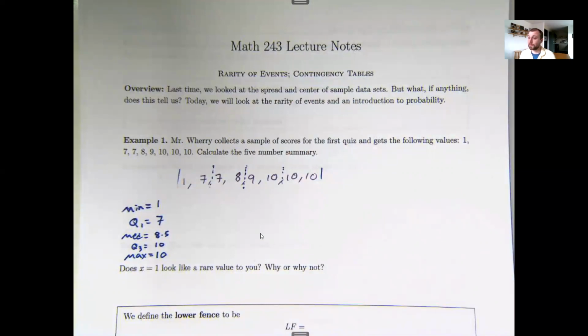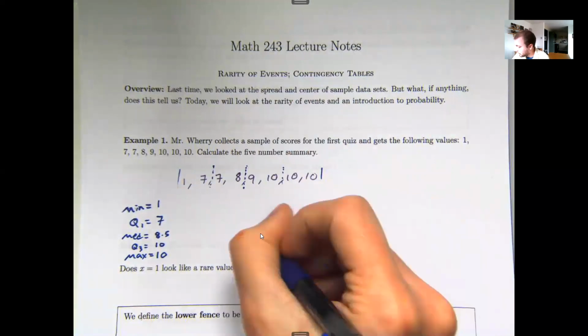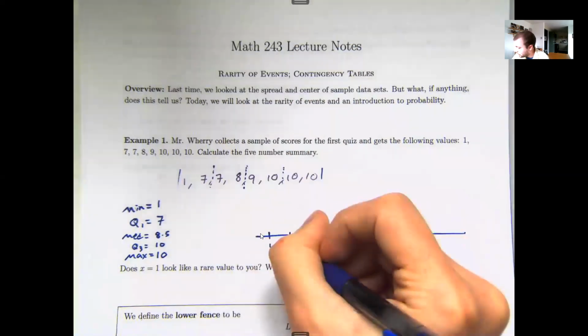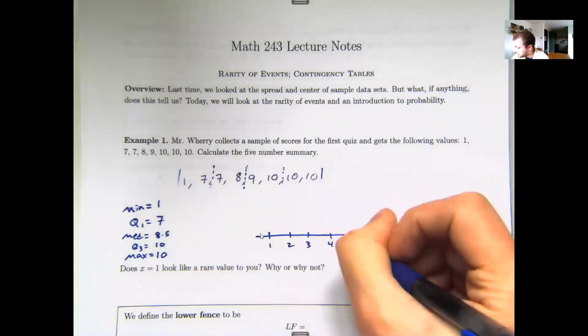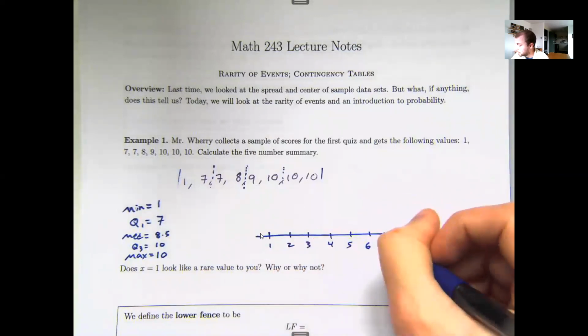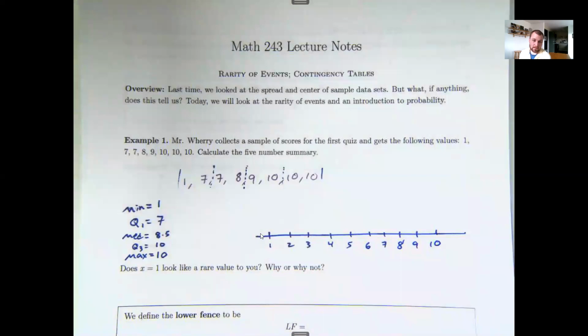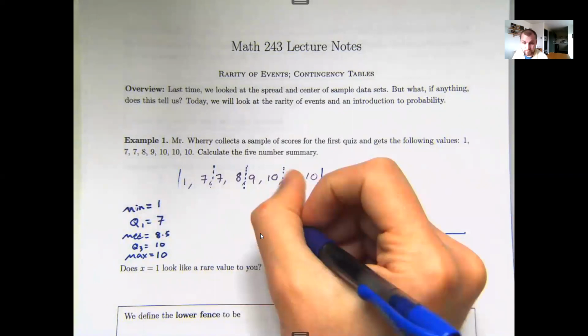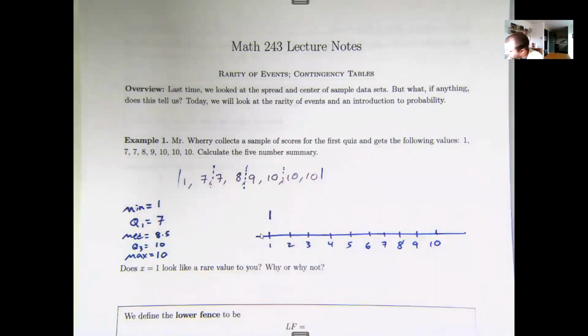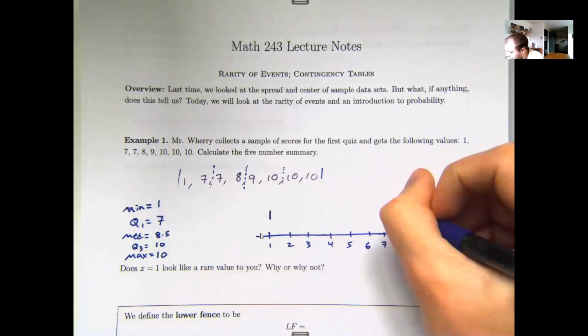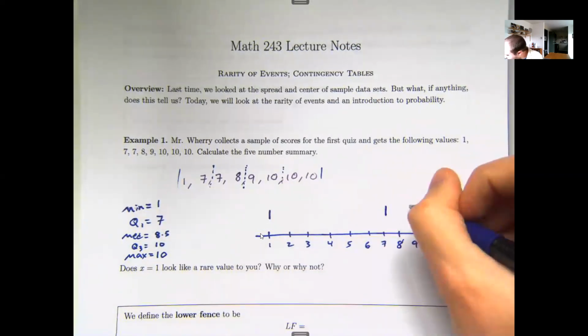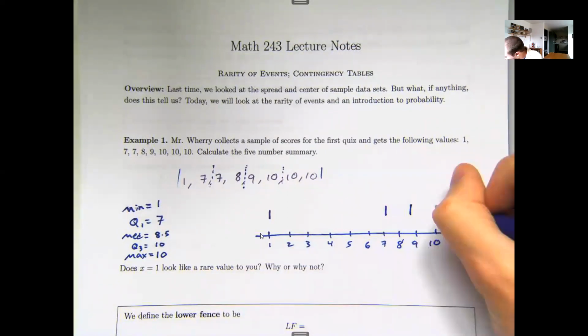I'm going to draw a visual for this. I'm going to make a box plot. When I'm making my box plot, I start with a number line that is properly spaced so that I can get a true feel for the shape of the distribution. And I'm going to mark all these values. My minimum is 1, that's right there. Q1 is 7, that's right here. The median is 8.5. Q3 is 10, and the maximum is also 10.